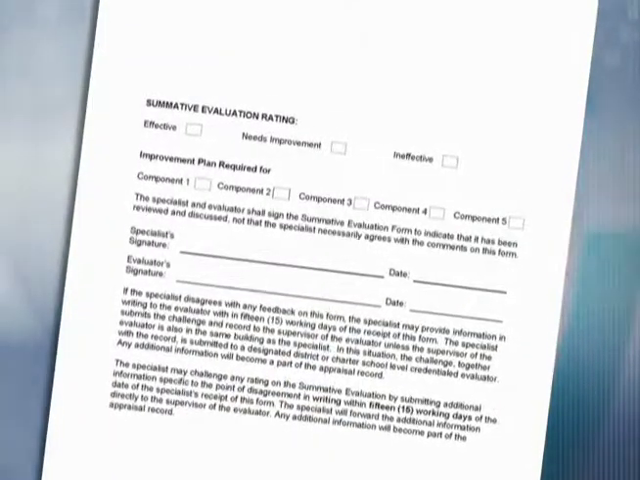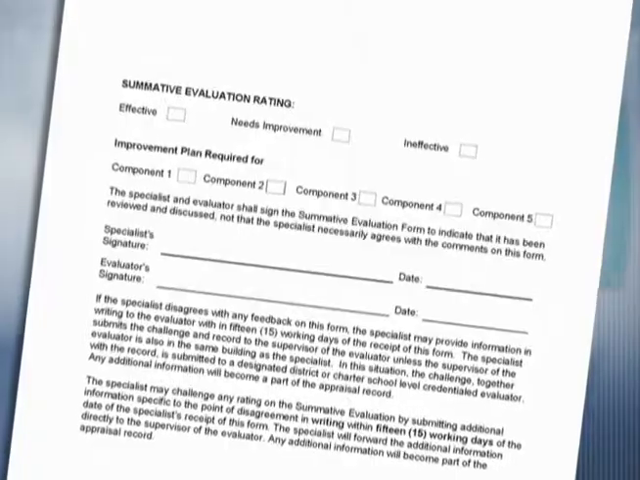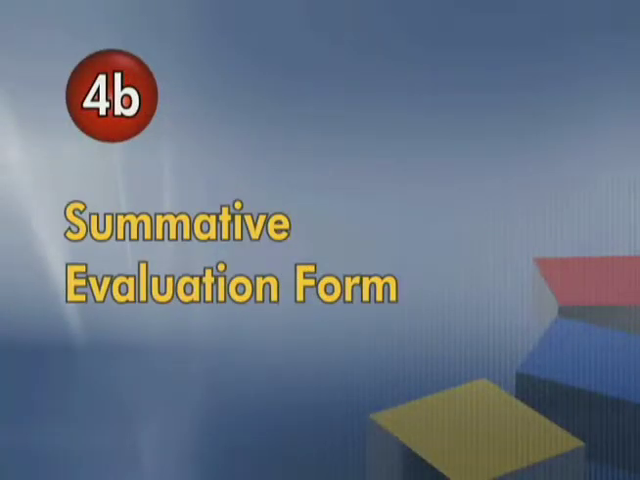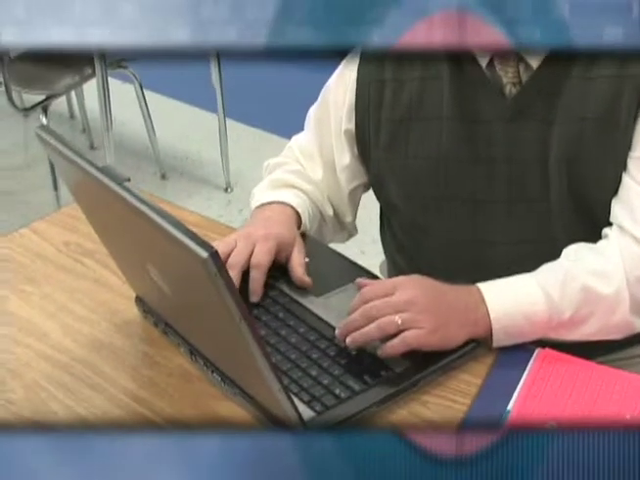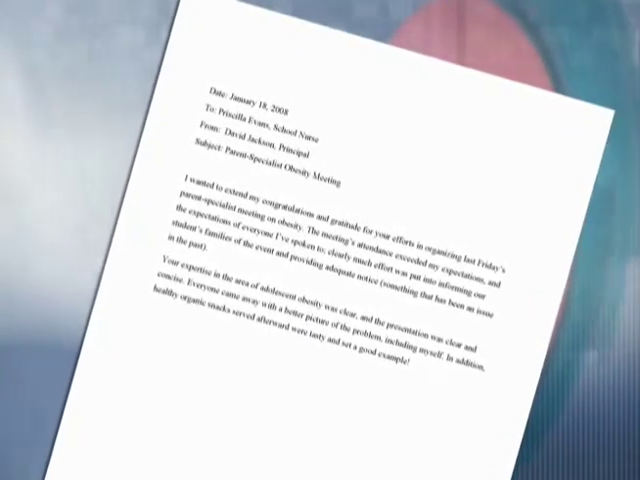The evaluator will indicate during the conference the component ratings and the overall summative rating that will appear on the summative evaluation form. The summative evaluation form provides written feedback about the performance of the specialist related to all 5 components of DPAS II. Its content is based on evidence from observations, conferences, artifacts presented, and forms completed by both specialists and evaluators. Other evidence, including written communications to the specialist during the appraisal cycle, may be included. The summative evaluation form is a written record of the conversation during the summative evaluation conference, so there should be no surprises for the specialist when he or she receives it.